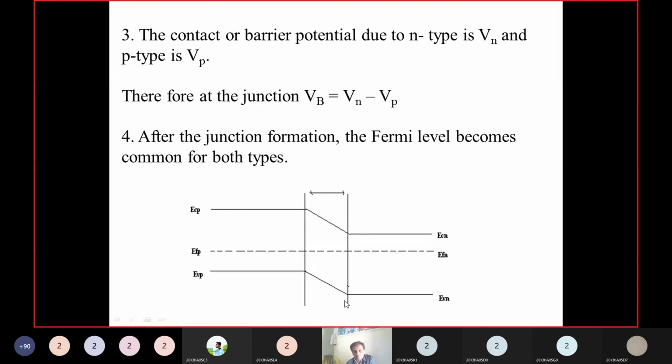Now see the diagram. This is the p region and this is the n region. This is the potential difference between the p region and the n region, this is VB. This is the energy diagram of the PN junction diode. You also have to remember this: what is the energy diagram of the PN junction diode?